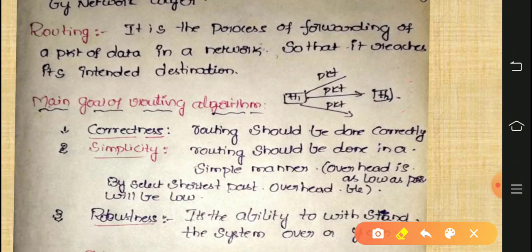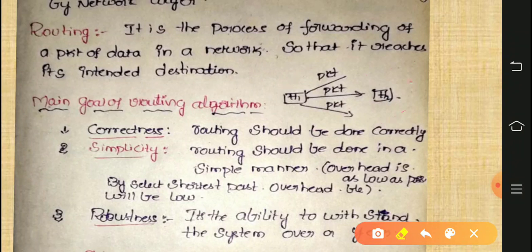The procedure is nothing but the desirable properties of a routing algorithm. This is a very important topic, just listen very carefully. The first property of the routing algorithm is correctness. What is meant by correctness? The routing should be done properly and correctly so that the packet reaches its proper destination. This is called correctness.